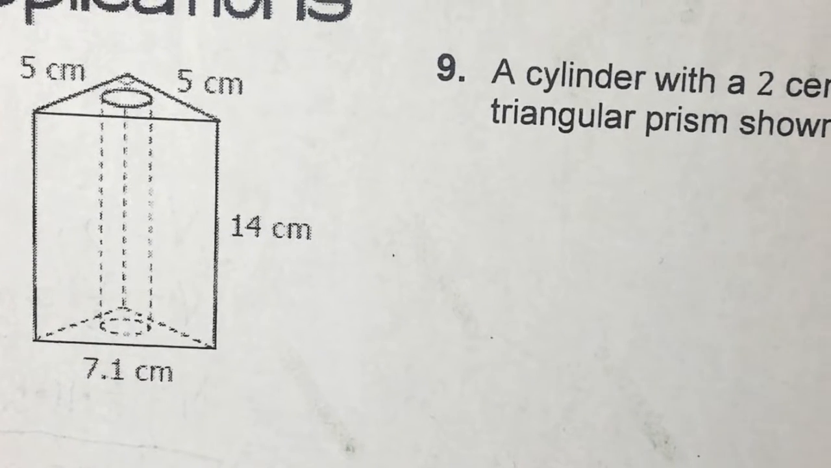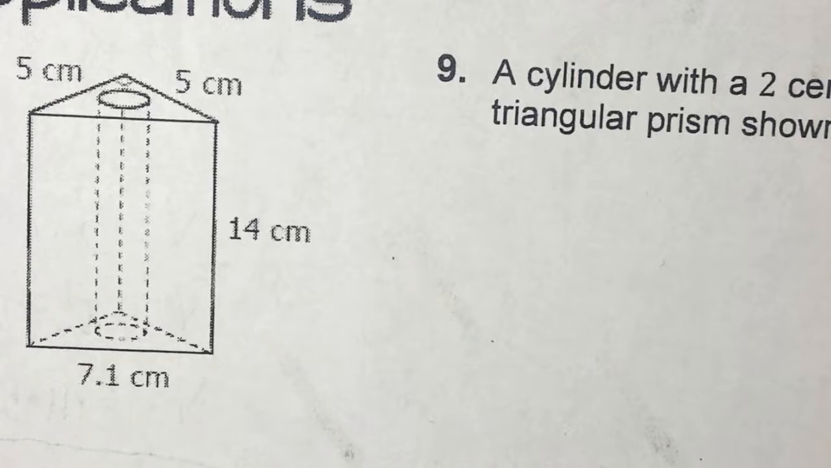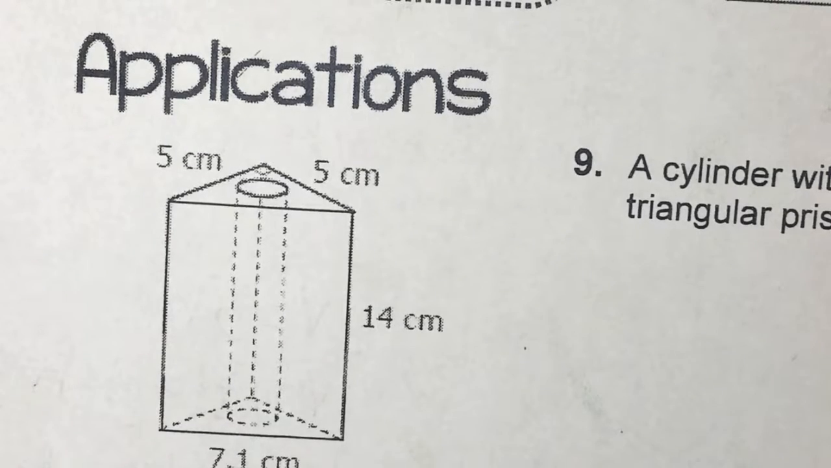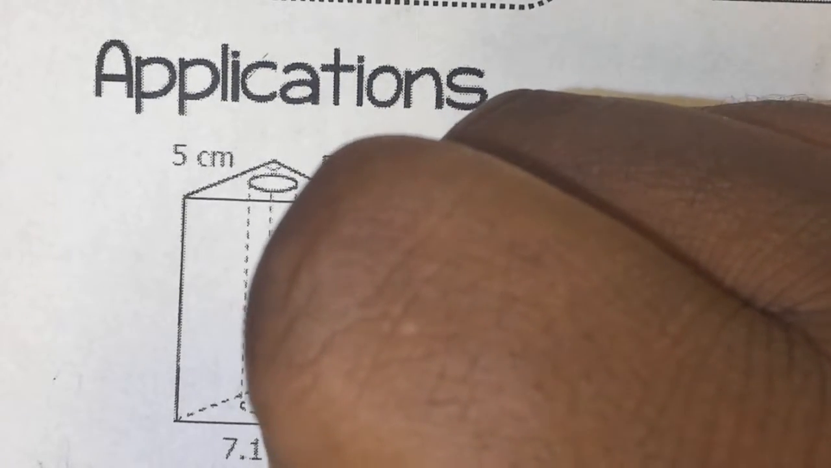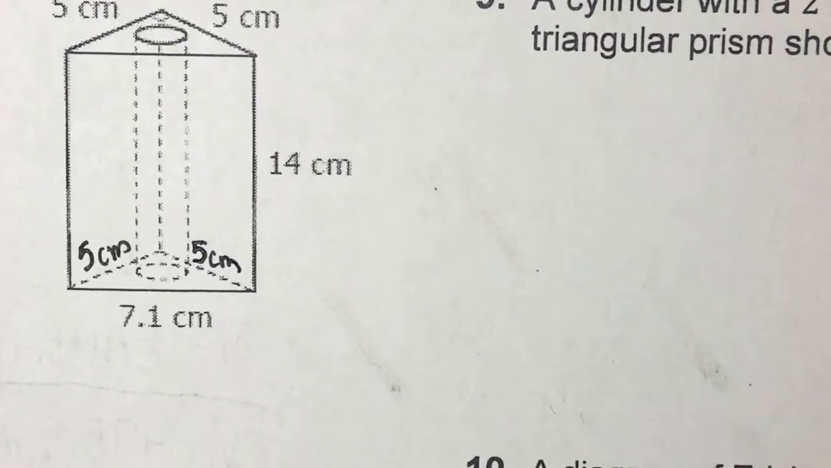So, we got to do volume of a triangular prism first. But looking at this triangular prism, anything missing? A radius. Why do you need a radius on a triangular prism? Yes, you're missing the height of the triangle. We gotta find that. I'm gonna bring 5 centimeters down, and then 5 centimeters right here, just so you can see it down here too, with the other number. The issue here is we're missing the height of the actual triangle.